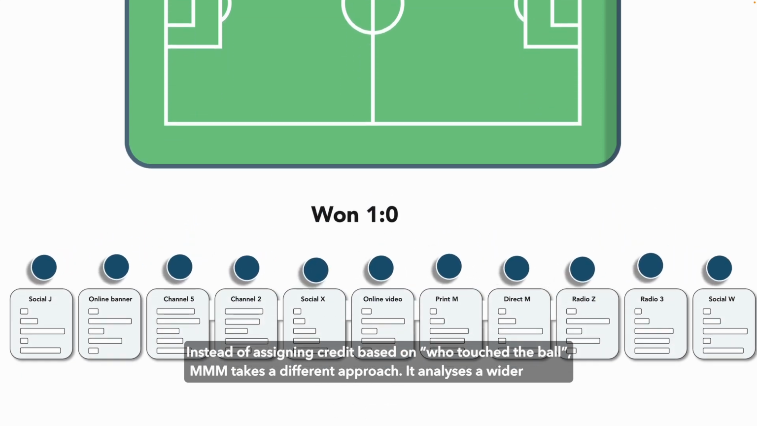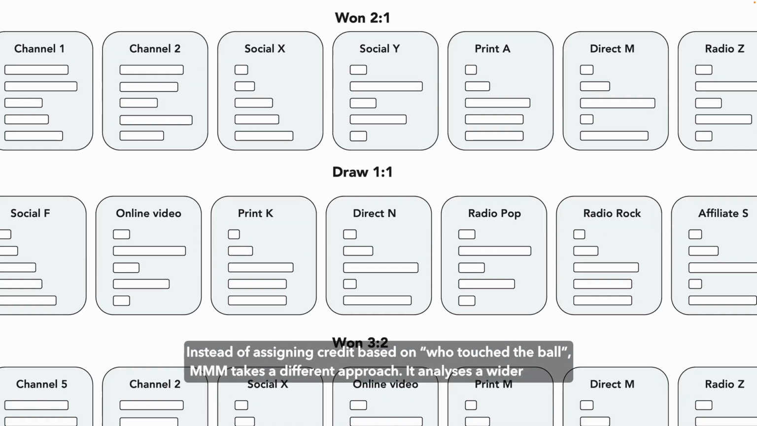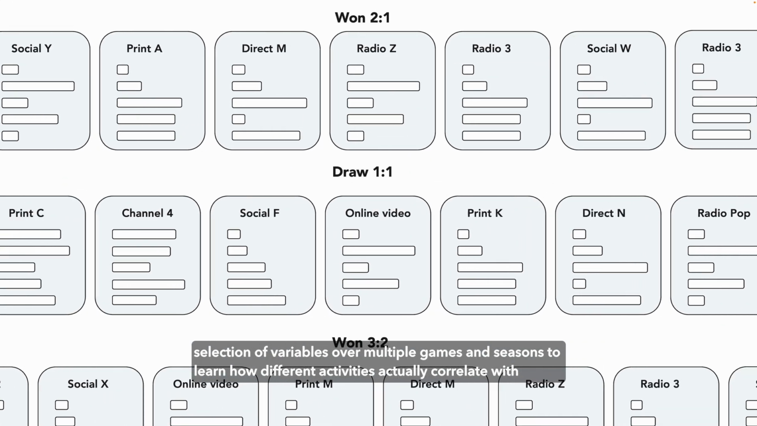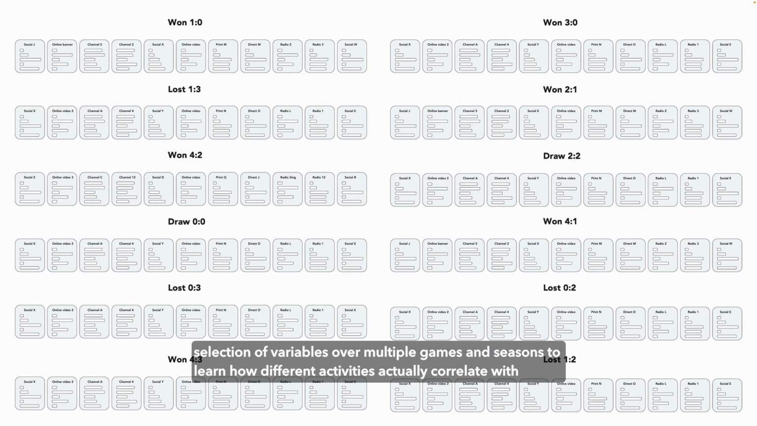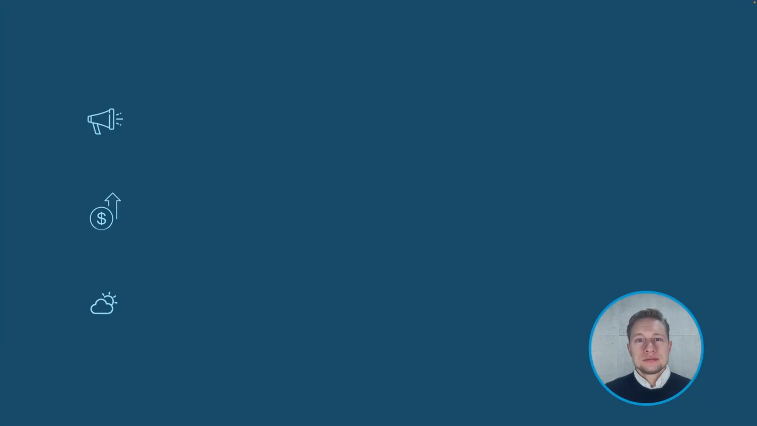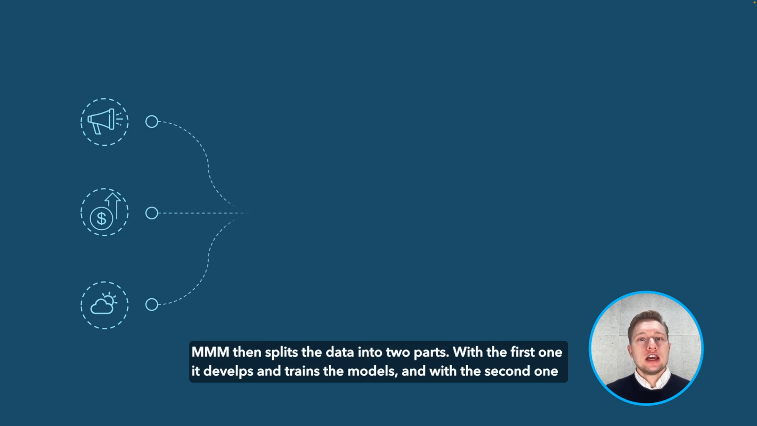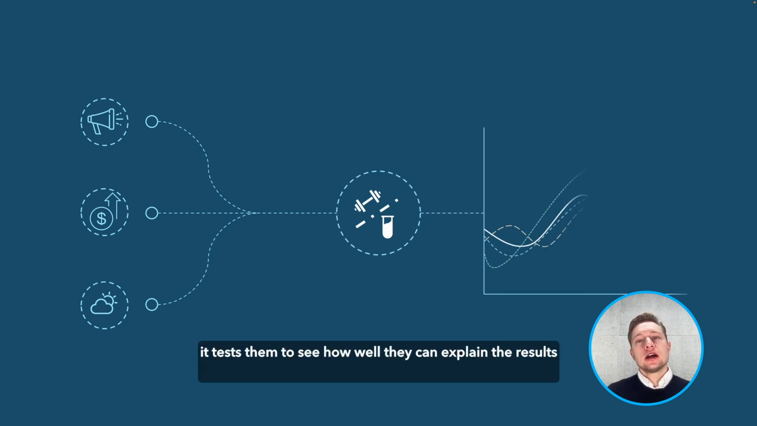Instead of assigning credit based on who touched the ball, MMM takes a bit different approach. It analyzes a wider selection of variables over multiple games and seasons even to learn how different activities actually correlate with goals, wins and losses. After collecting enough activity and outcome data and adding relevant external data sources such as weather and seasonality, MMM then splits the data into two parts. With the first one, it develops and trains the different models, and with the latter one, it tests them to see how well they can explain the actual results.